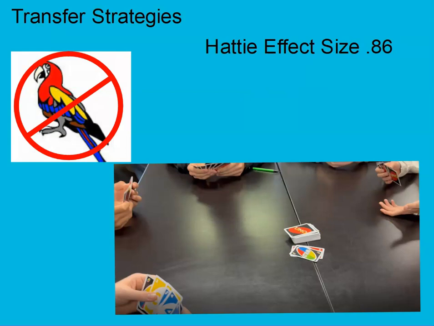Transfer strategies have a Hattie effect size of 0.86. Basically, students take what they apply and know and transfer it to other scenarios. So by playing a game, you're getting more creative output. The students are not merely memorizing a sentence and parroting it back.